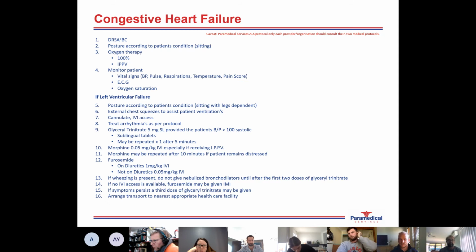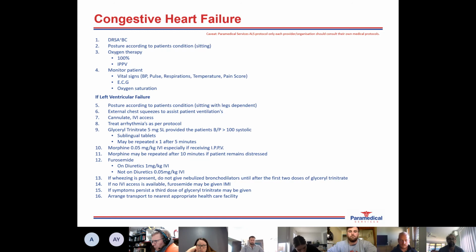Cannulate and obtain IV access and treat your arrhythmias depending on what they are, as per protocol, whether that is the internal paramedic protocol or from an organization that you're working for. Provide GTN 5 milligrams sublingually, provided that systolic blood pressure remains above 100, and repeating one time after 5 minutes as required. At an ICP level, you can offer morphine or intranasal fentanyl.